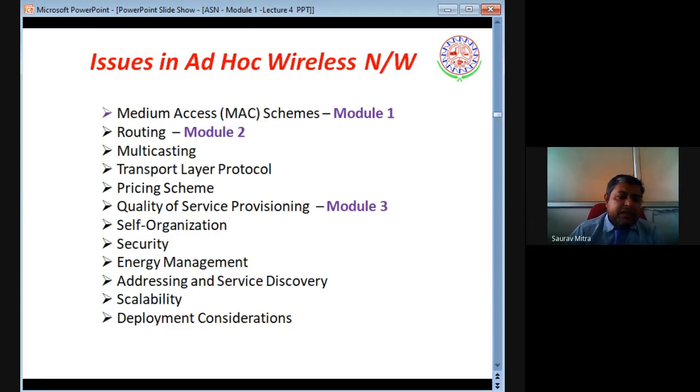Deployment for a cellular network is time-taking. Deployment for an ad hoc wireless sensor network is very quick. Deployment in case of a cellular network is costly. Deployment for an ad hoc sensor network is less costly. So these are some of the issues which we have to keep in mind while designing an ad hoc wireless network.